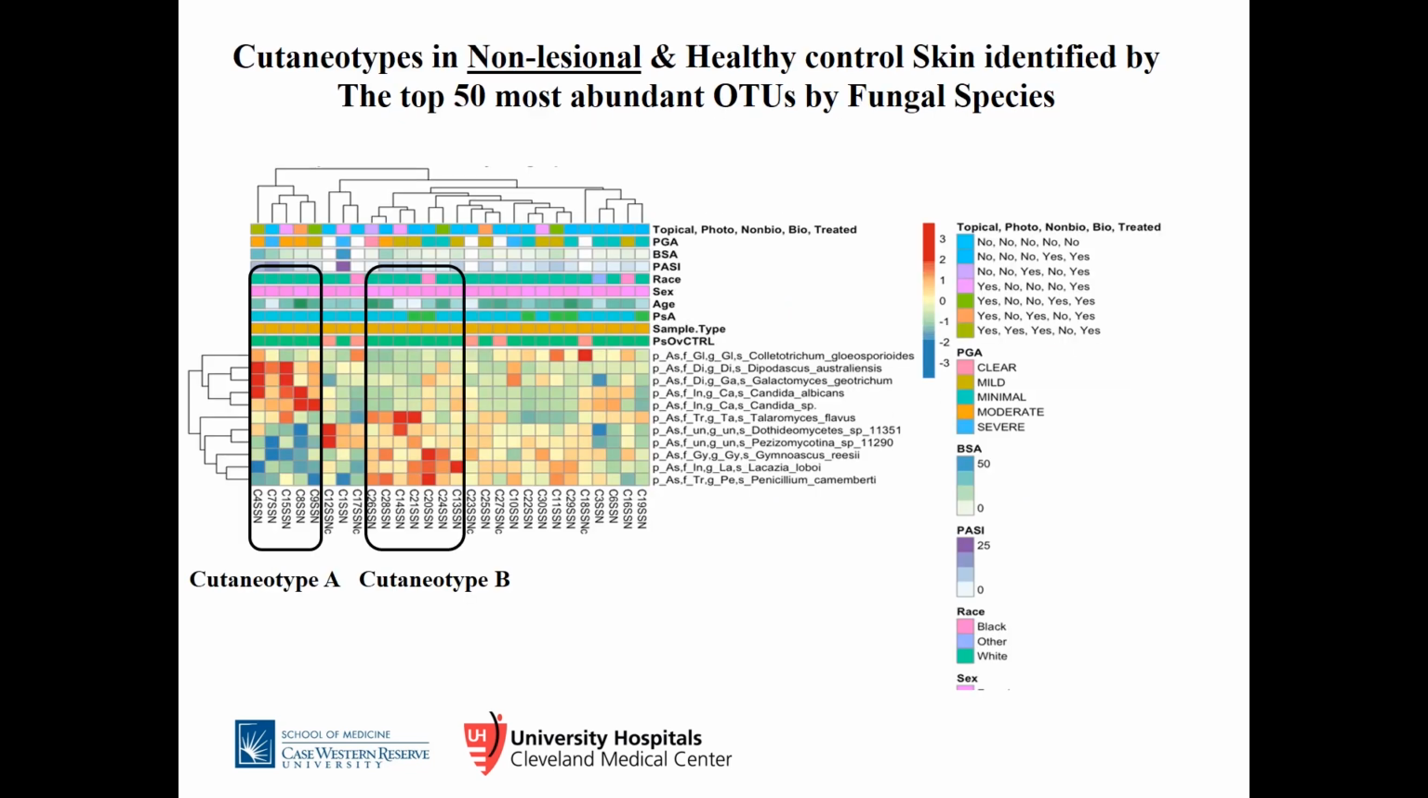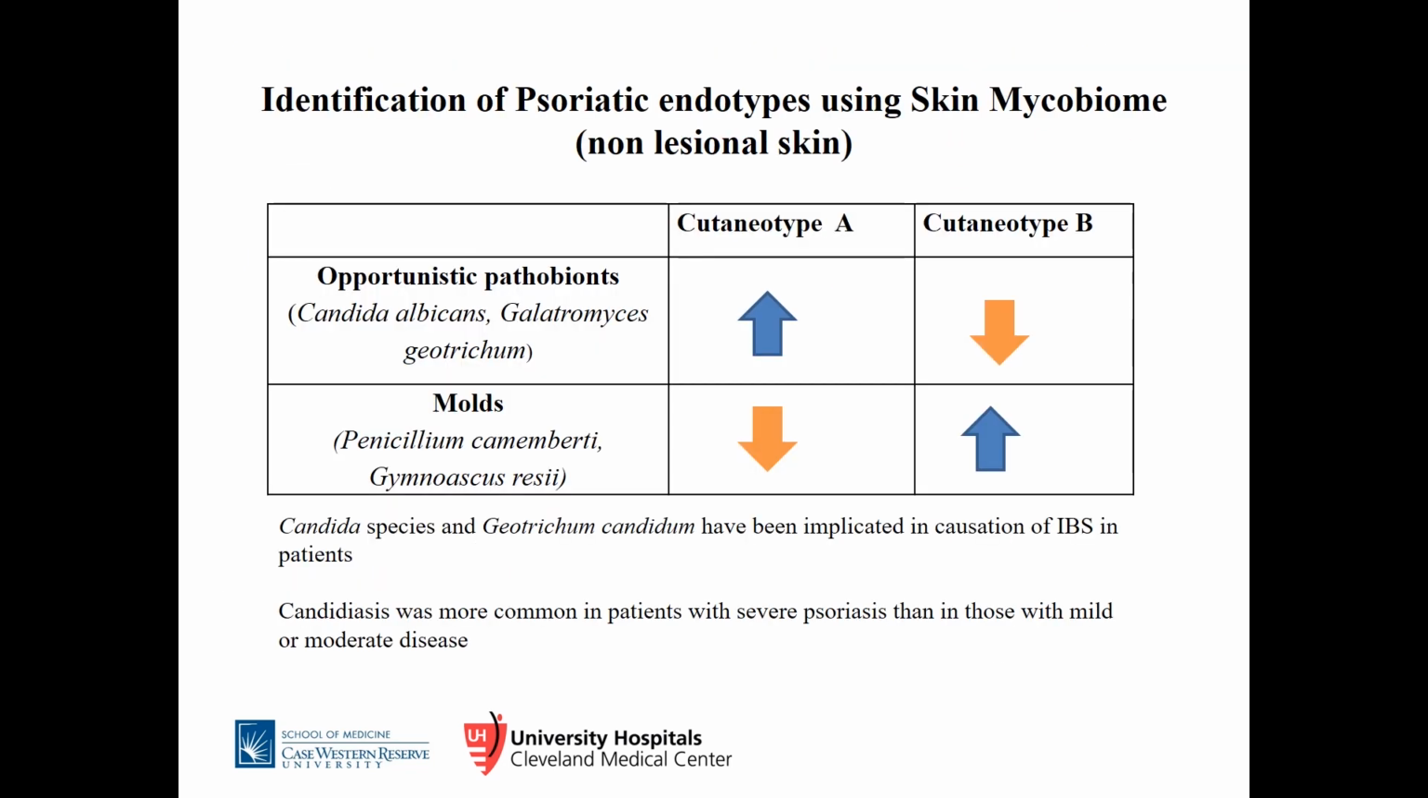Looking at uninvolved psoriasis skin in the context of its fungal microbiome, we see the emergence of two cutaneotypes associated with the highest abundance of fungal species in non-lesional psoriatic skin. This is the first report to our knowledge identifying microbiome cutaneotypes in psoriasis patients. The most impactful characteristic is the higher abundance of opportunistic pathogens associated with cutaneotype A, and the greater prevalence of molds with cutaneotype B.